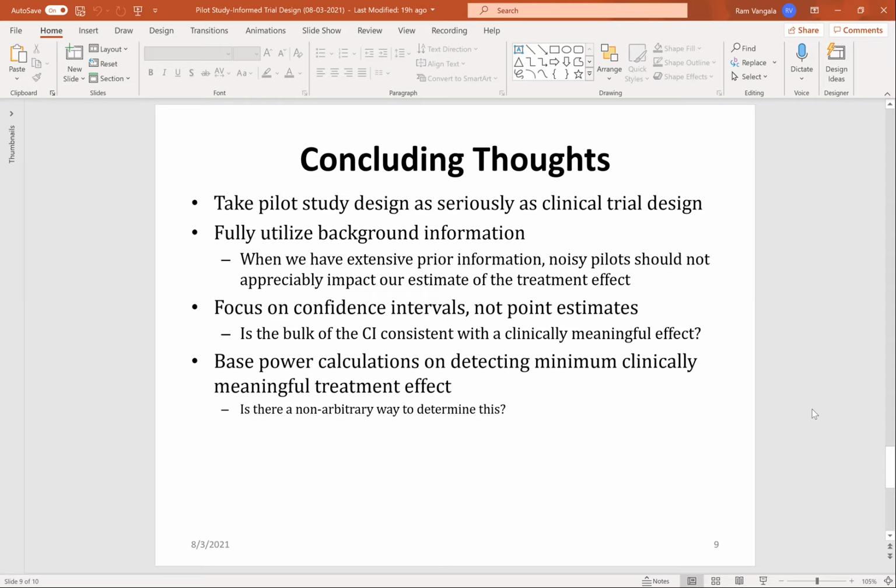So this is generally becoming the advice, and I think we're going to talk more about this with the panel, but the question I want to throw out at this point is how to decide what that is. Because while I think philosophically it's the right thing to do and it makes sense, coming to a non-arbitrary decision about what constitutes the smallest clinically meaningful effect in any scenario is, I think, a challenge. And so that's something to keep in mind.